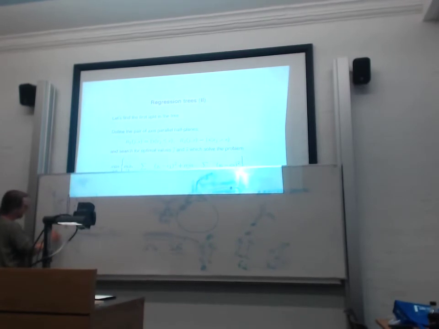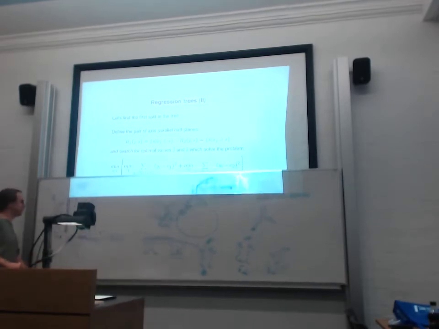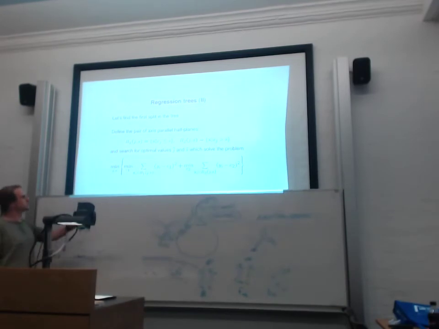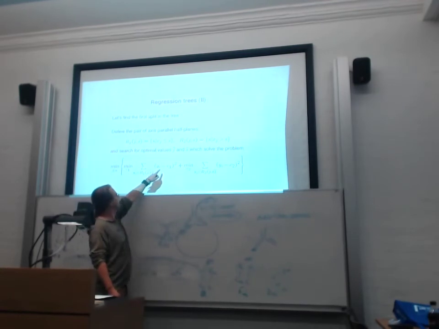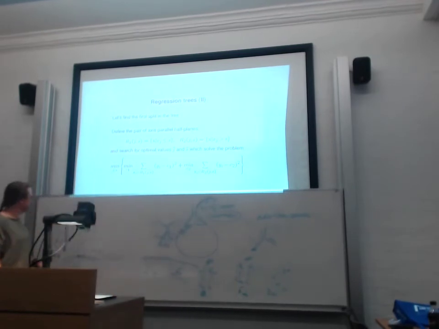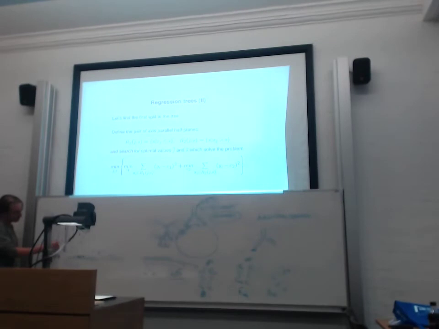So here C1, for this region, would be 8. For here, summing up, we have 20, 45. C2 would be 9. I would then go ahead and plug in this C1 and C2 value for this split, and I would see what the square error is. And I would go ahead and do this for every possible split.